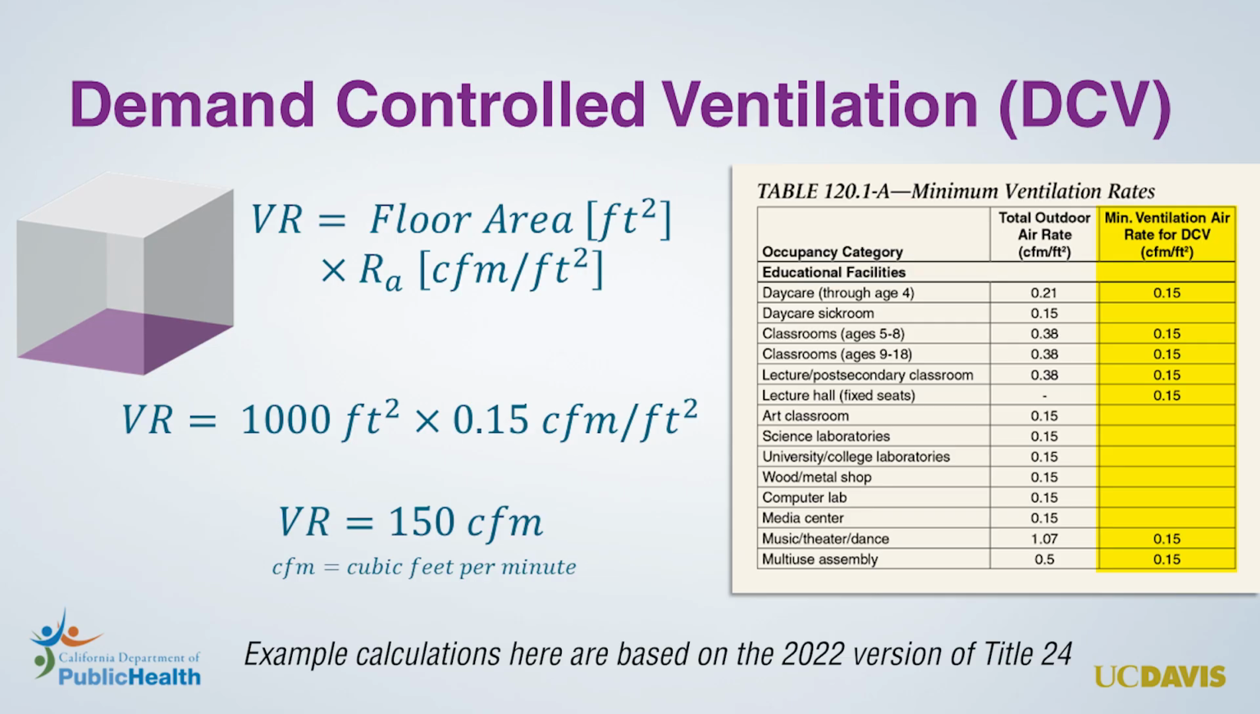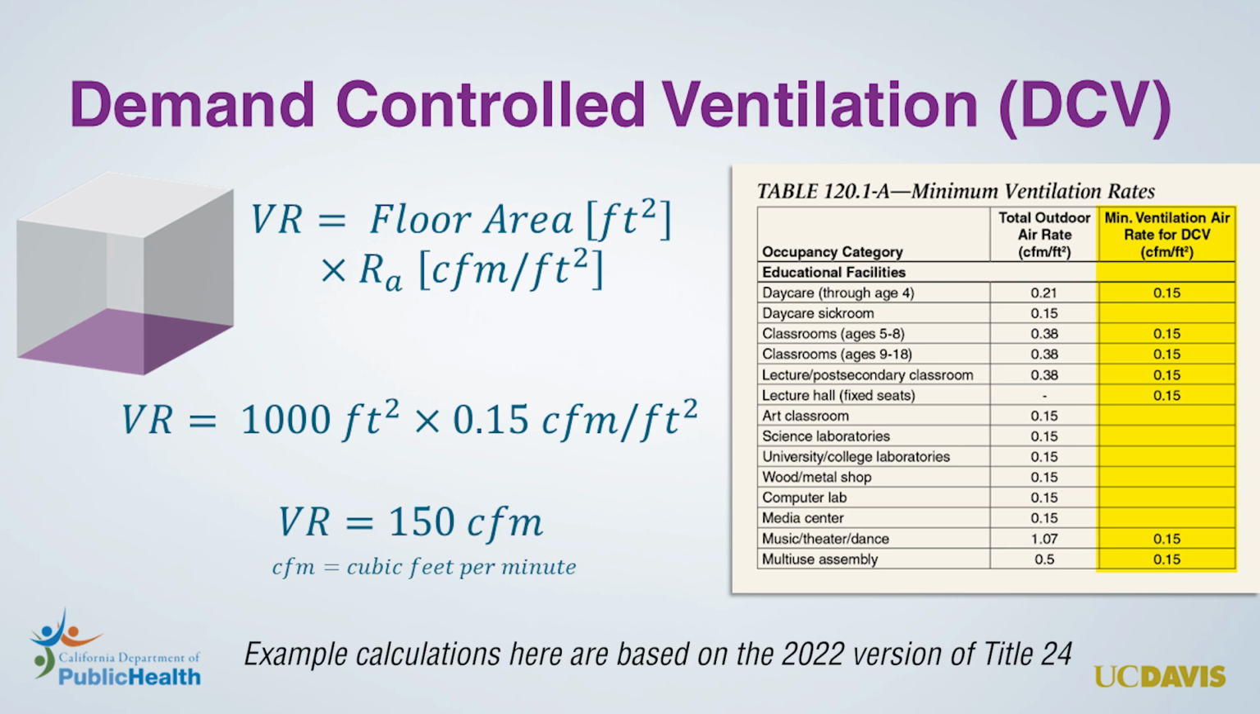In California, the building energy efficiency standards still mandate a minimum ventilation rate for spaces equipped with DCV systems. This ensures that indoor air pollutants generated inside the building are adequately removed. Let's revisit Table 120.1-A of the standards. You'll notice that the outdoor air rate is reduced to 0.15 cubic feet per minute per square foot for all building types when DCV is used.